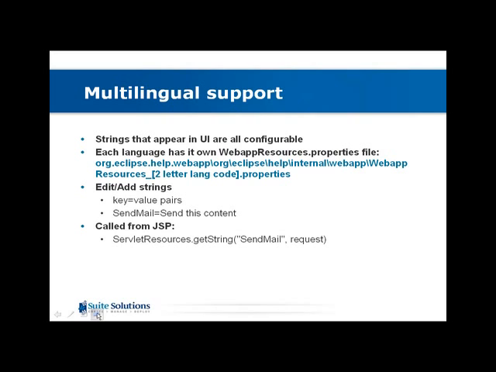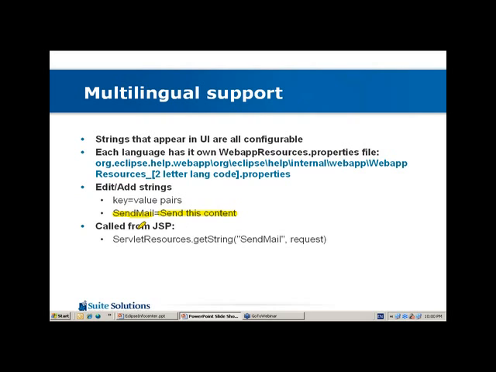We're going to start with the UI. So all the strings in the UI are configurable. Every language has its own properties file. Okay, so they're all key value pairs, like an INI file. So in this case, I have for send mail, the string in English would be send this content. In German, it would be something else. I don't know how to say that in German, I'm sorry.